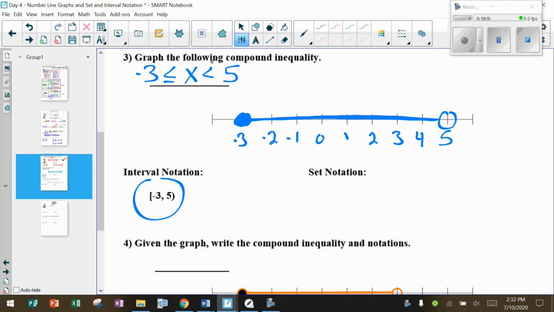To do this in set notation, I just put X as an element of the real numbers, and then use the same inequality that we just wrote. -3 less than or equal to X, which is less than 5.